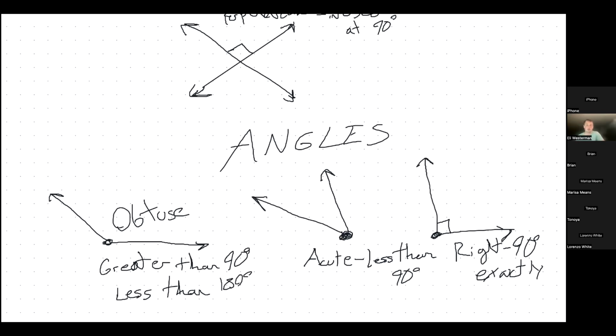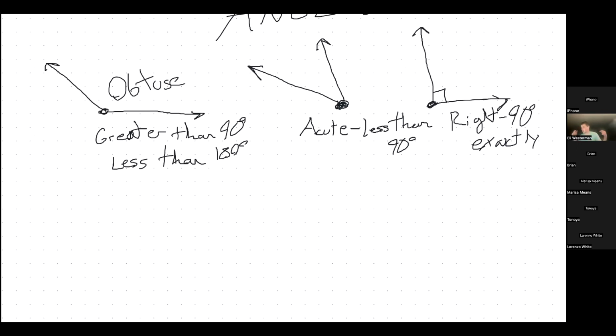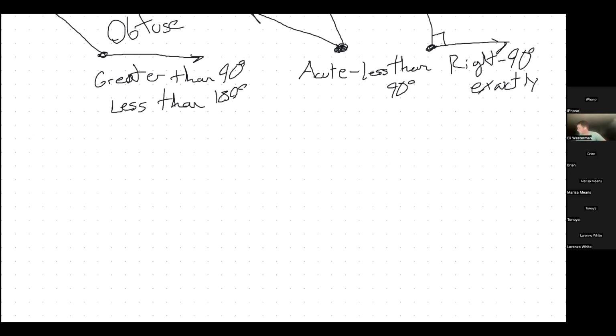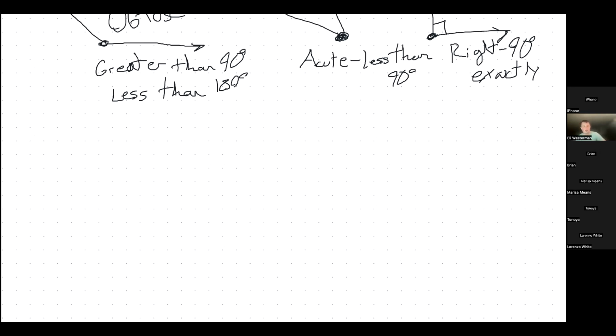And there are other angles. There's the one that's 180, that's just like a line, a straight angle. There's a reflex angle that's greater than 180 but less than 360. And finally, a full angle is 360 degrees. That's not that important. So let's talk about several different kinds of angles. So let's talk about complementary angles.